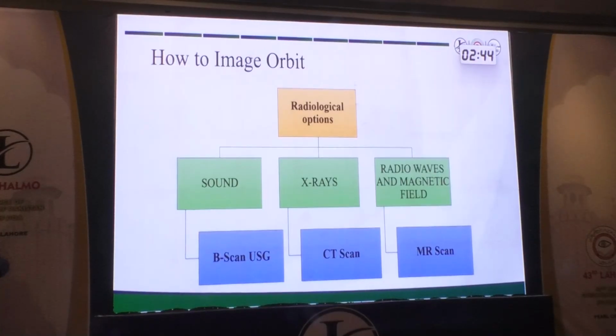Now how to image the orbit? There are different modalities. The radiological option number one is sound waves, and that means B scan. Then the X-rays. It may be simple X-ray of the orbit or it may be CT scan. Then there are radio waves and magnetic field, which is MRI. So these are the three radiological options: ultrasound, radiation, and magnetic waves.